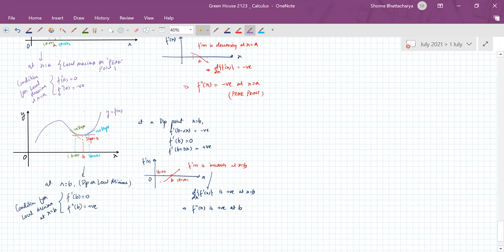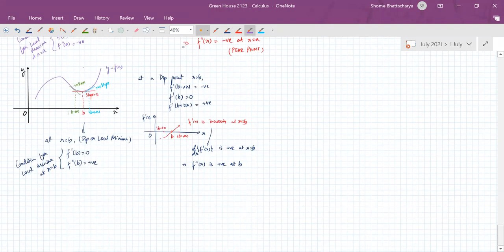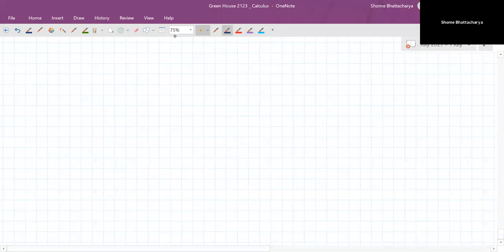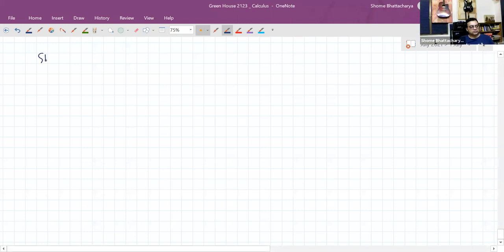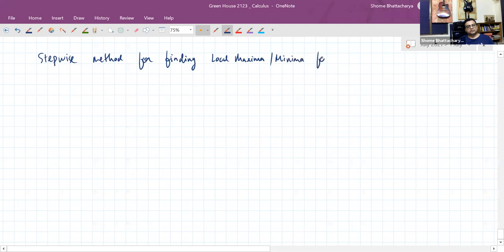Done, no? Okay. So now see, using this, we will develop a step-by-step method for finding local maxima and local minima of a function, or the peak points and the dip points in the graph. So, stepwise method for finding the local maximum or minima for a function. Any functions whose graph we are not aware of.